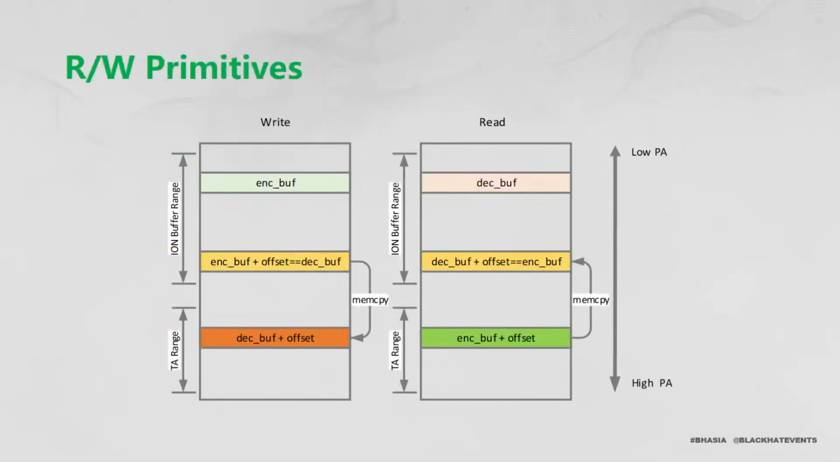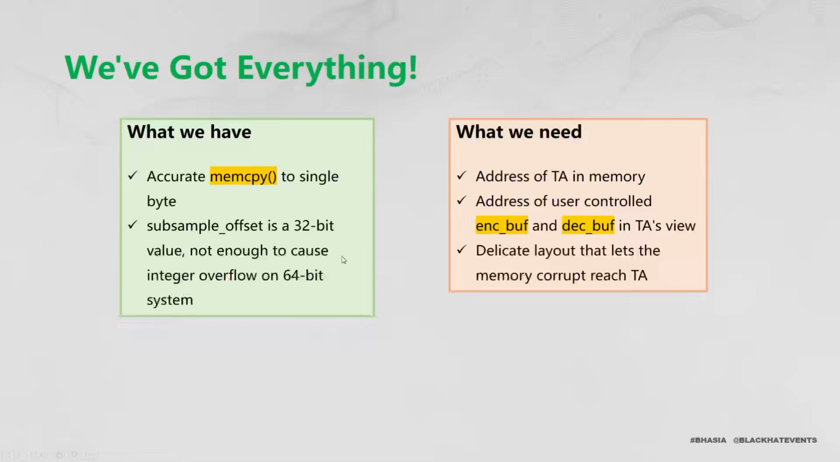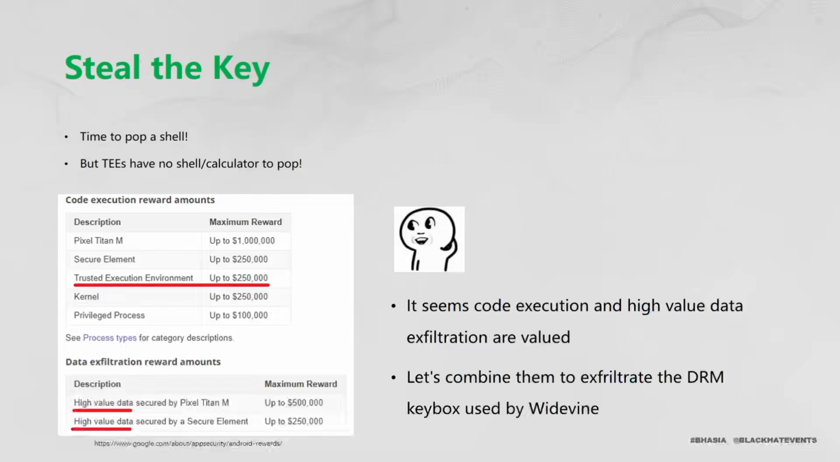And also with this memory layout, it's very easy to make read and write primitives. We just need to swap the encrypt buffer and decrypt buffer. So we have got everything, and we have a read and write primitive. It's time to pop a shell, I think.